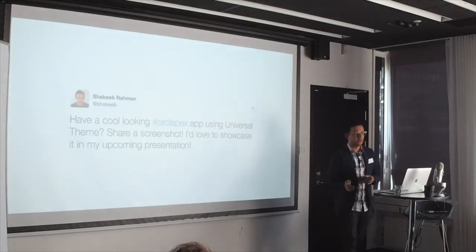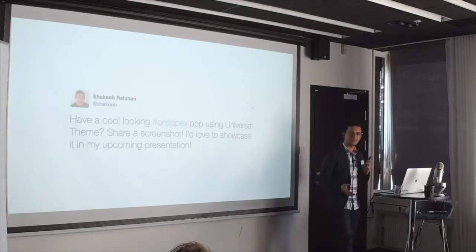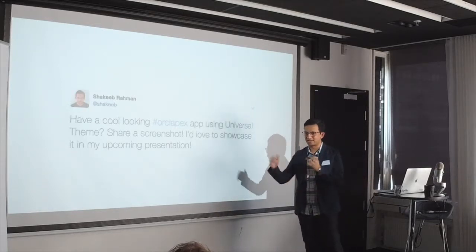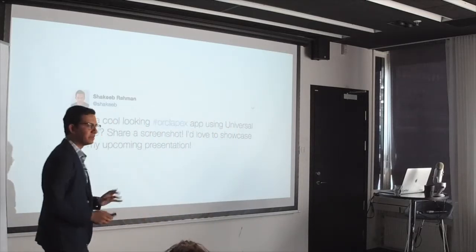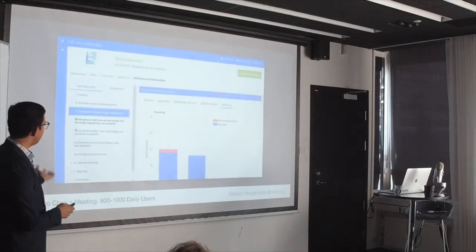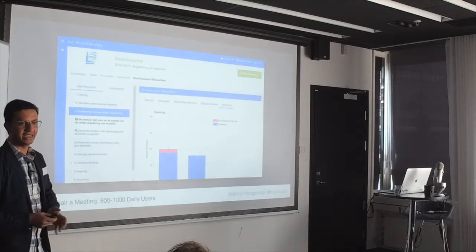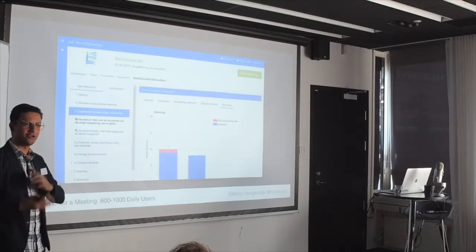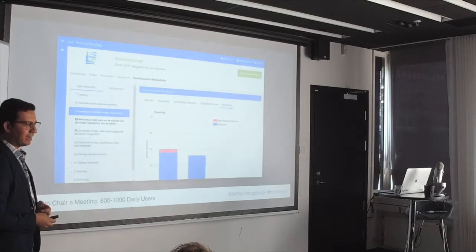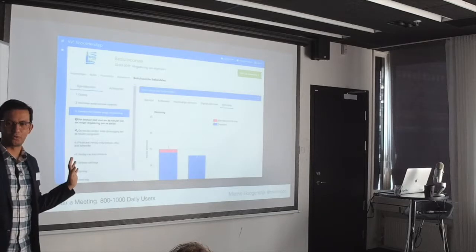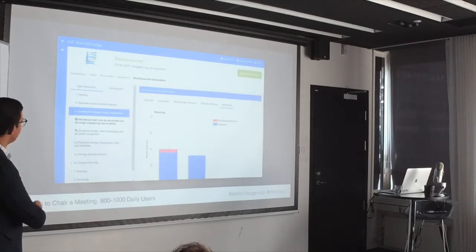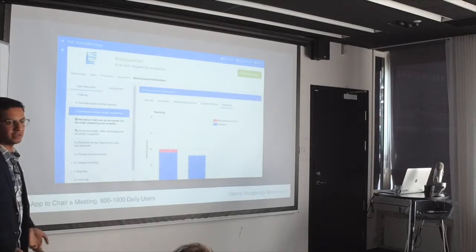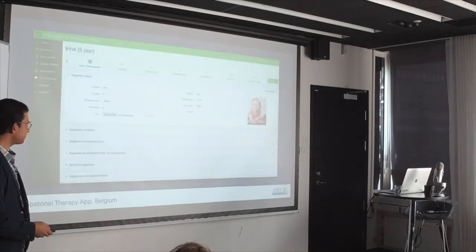Recently, I asked on Twitter, hey, do you have a cool looking Universal Theme application that you want to share with the rest of the Apex community? I'd be happy to show it in my presentations, send me a screenshot, email it to me, whatever. And I got some. So this is an application used by 800 to 1,000 people. It's for chairing a meeting, and I love the way it looks because this guy put no effort into customizing it at all, right? He used it out of the box and he was happy with it. So I think it's pretty cool. It's a great showcase of Universal Theme. I like the defaults. I think I'm happy with them.